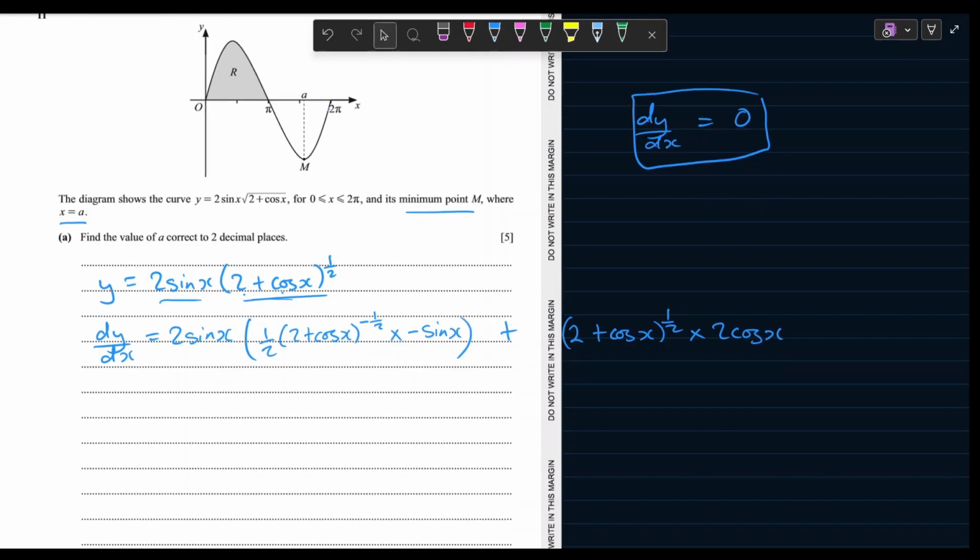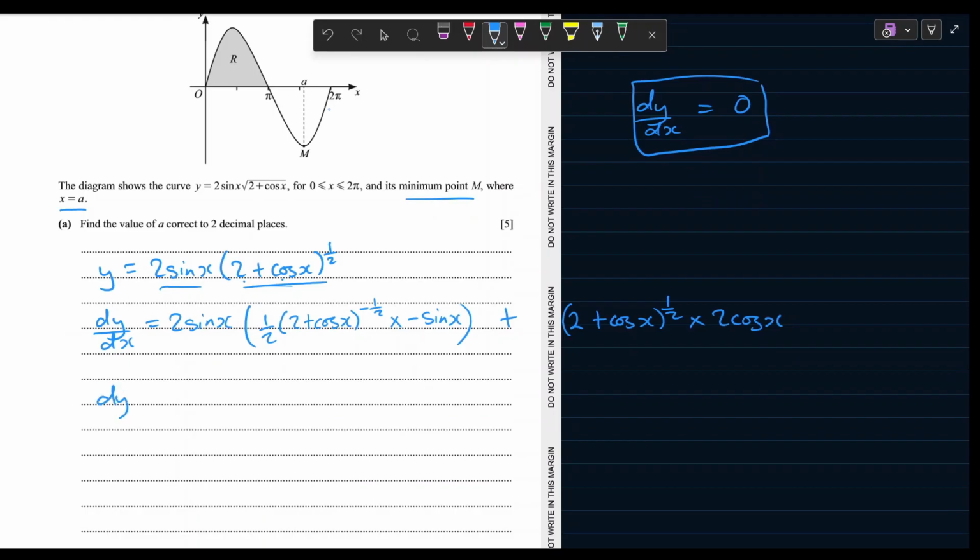All right, so let's simplify here. We've got dy dx is equal to, and here you're going to get 2 and the half cancelling out. Then we've got sine x being multiplied by negative sine x, so negative sine squared x. And this is multiplying our 2 plus cos x to the negative half. All right, and this is plus, we've got our 2 cos x times 2 plus cos x to the half.